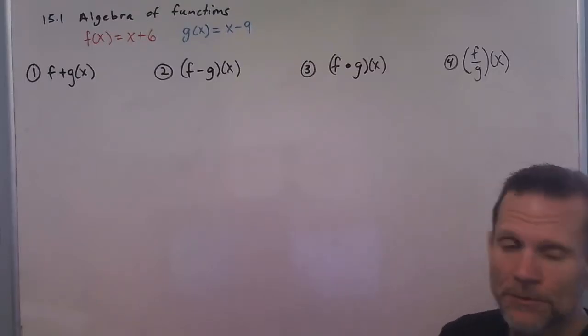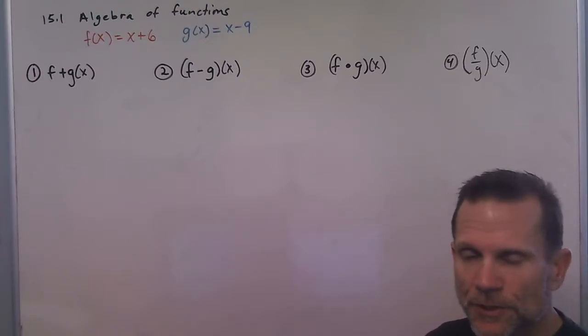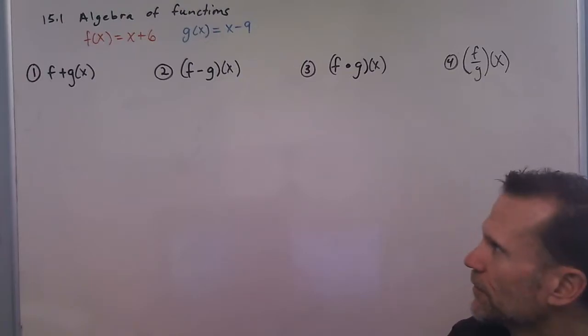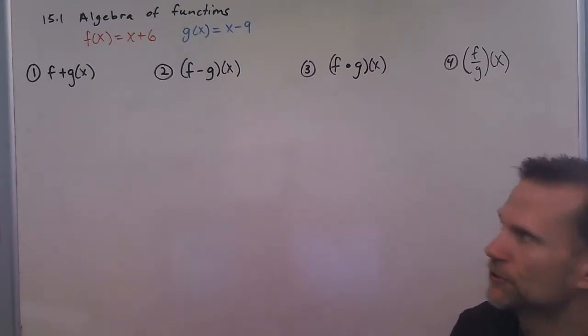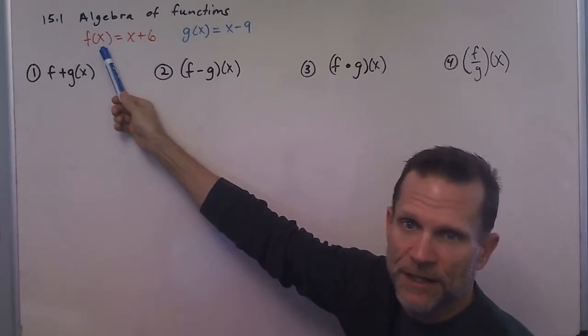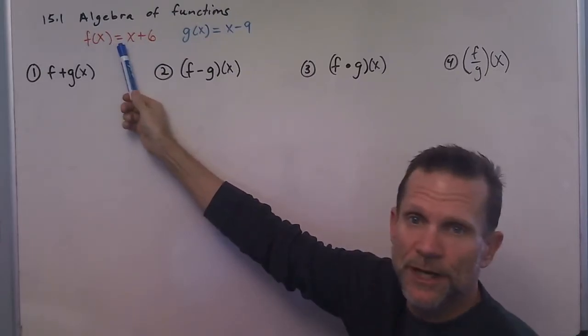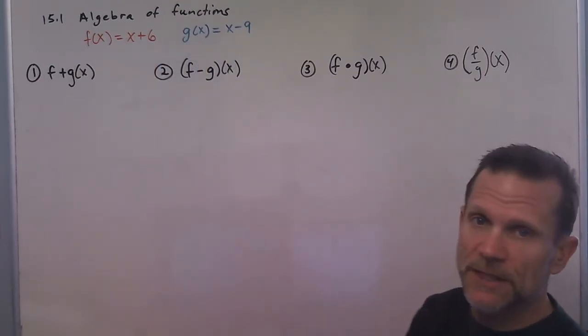Okay, we're going to get started with Module 15 here. We get into logarithmic and exponential functions, but we have a little preliminary work learning the algebra of functions here. Now remember, we read this f of x equals x plus 6 and g of x equals x minus 9.